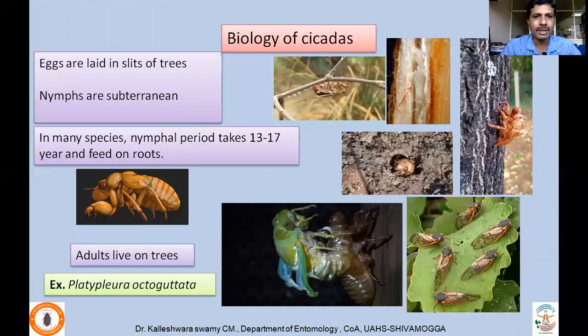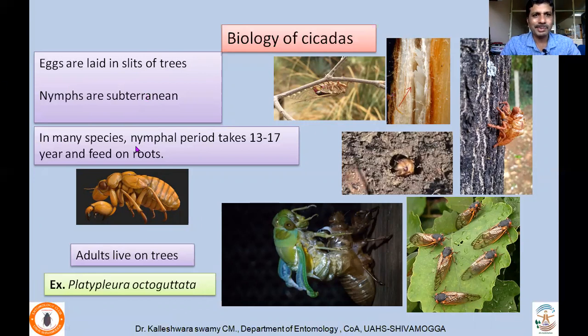Coming to the biology of cicadas. Although cicadas are not economically important in the Oriental region, in the Indian region, their biology has attracted attention in various countries. Eggs are laid in slits of trees. You can see it is laying the eggs. Eggs are inserted into the trees by slitting the stem portion, and the eggs hatch and the nymphs fall down on the soil and dig. They have fossorial type of legs and they dig into the soil, and there they survive by feeding on the roots of trees.